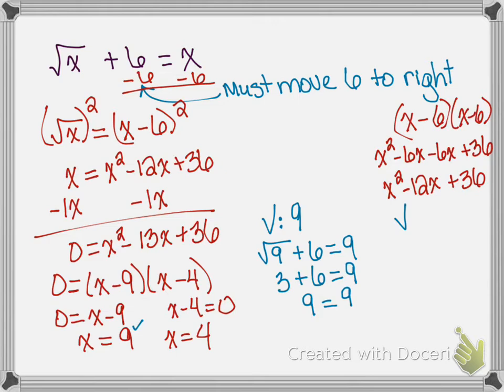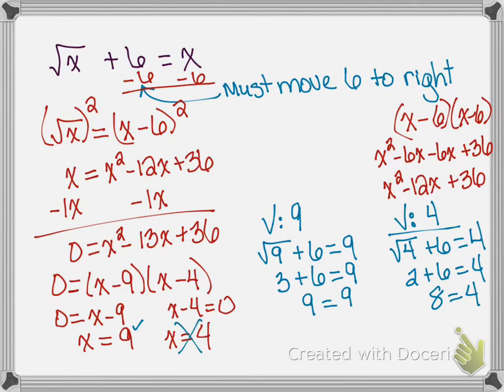Okay, now I need to check the 4. I have the square root of 4 plus 6 equals 4. The square root of 4 is 2 plus 6. Does that one work? No. So I've got to throw that one out. And this is my only answer.